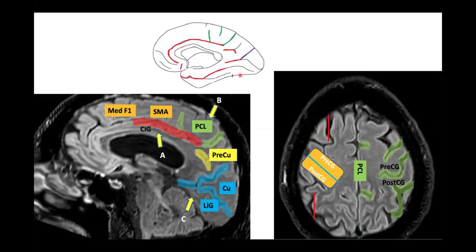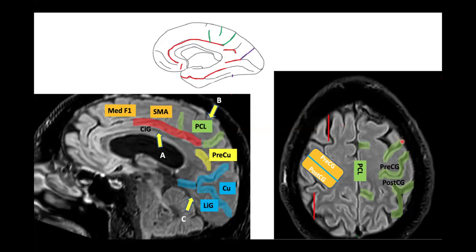Here you have the paracentral lobule. The precentral gyrus here and the postcentral gyrus here meet in the midline at the medial surface of the brain as the paracentral lobule. The paracentral lobule is limited behind by the marginal branch, and anteriorly by the paracentral branch.